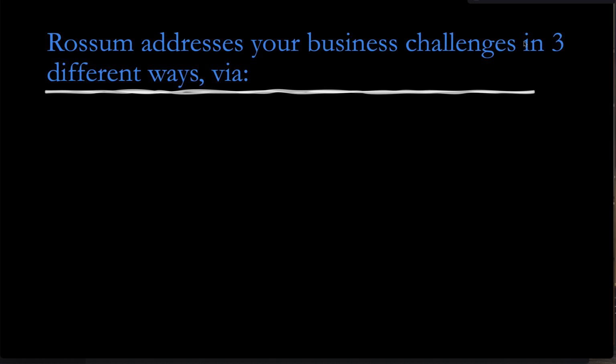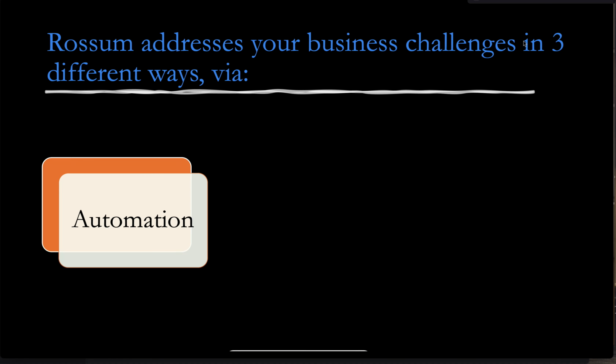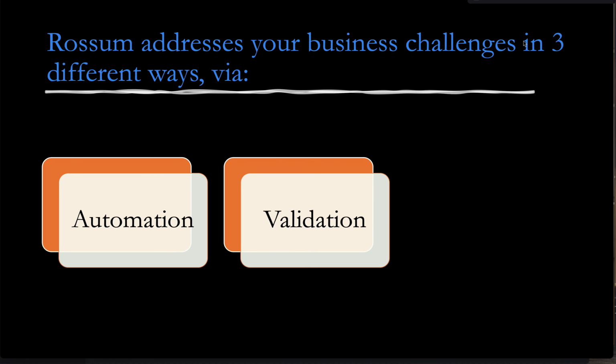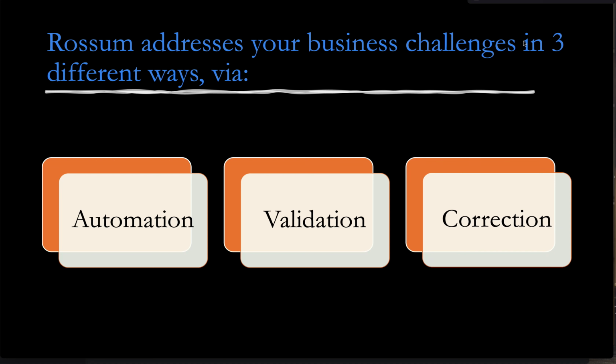Rossum eliminates your business challenges in 3 key ways: via automation, validation, and correction. Before we look at automation and keeping ourselves in the accounts payable manager's shoes, let's take a look at how we can receive invoices with Rossum.